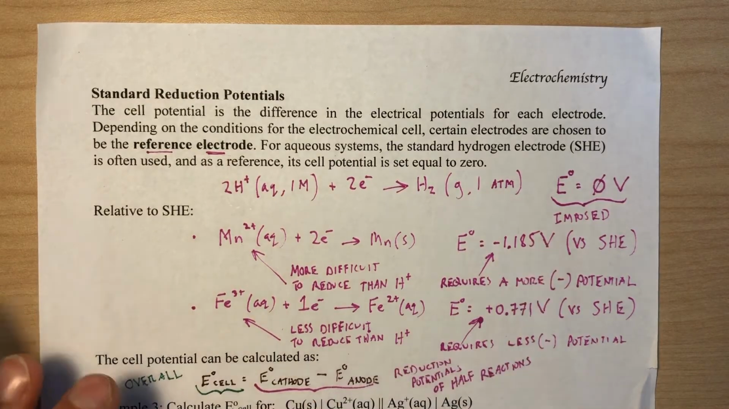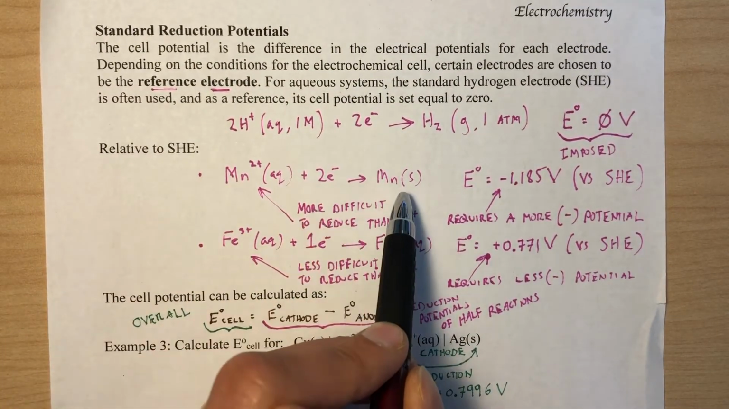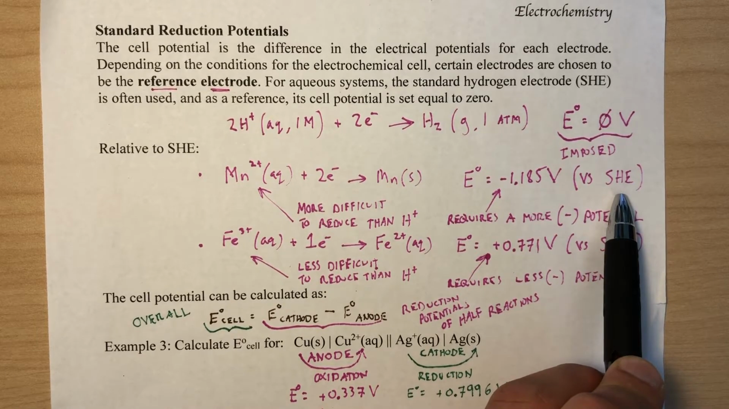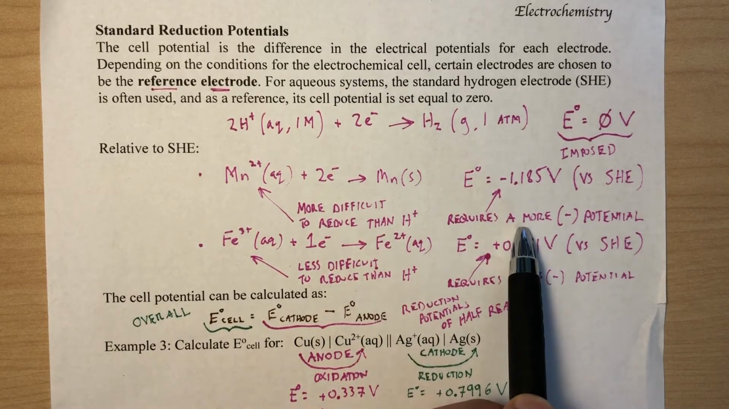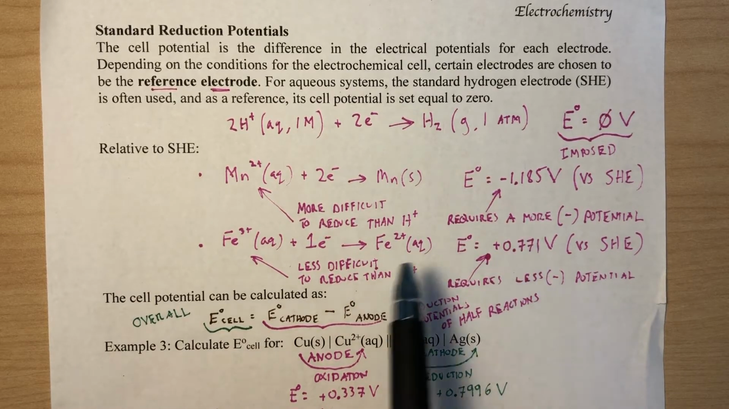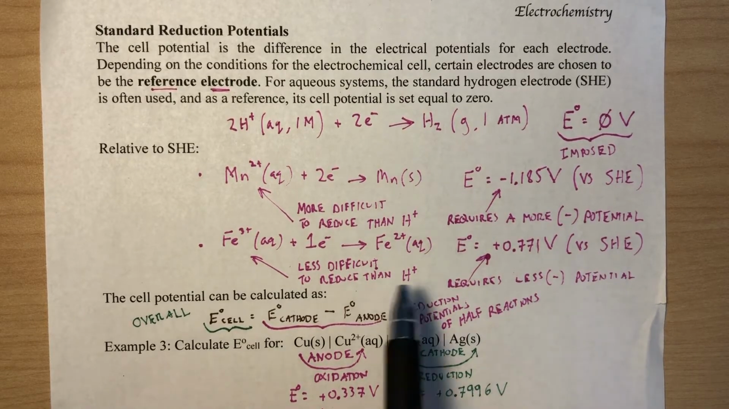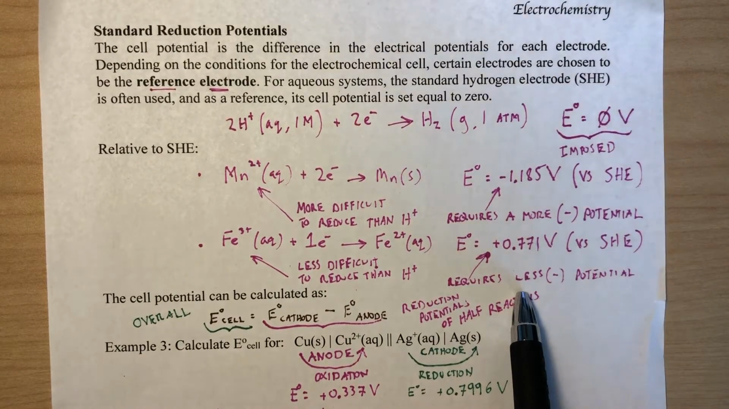negative voltage. So for example, manganese 2 plus is reduced by 2 electrons to form manganese solid. That has a standard reduction potential of negative 1.185 volts versus the standard hydrogen electrode. It is more difficult to reduce than protons, so it requires a more negative potential. Iron 3 plus gets reduced by 1 electron to form iron 2 plus. That has a standard reduction potential of positive 0.771 versus the standard hydrogen electrode because it is less difficult to reduce than protons and requires a less negative voltage.